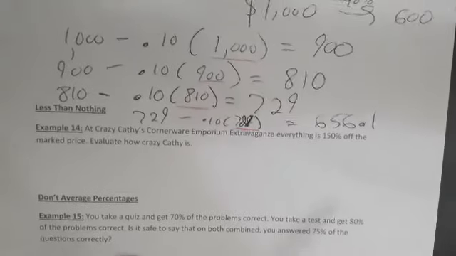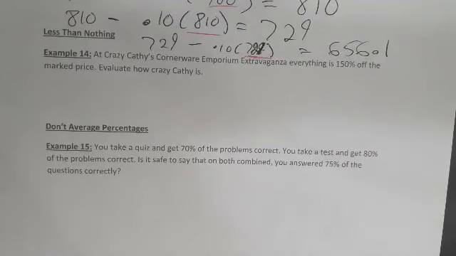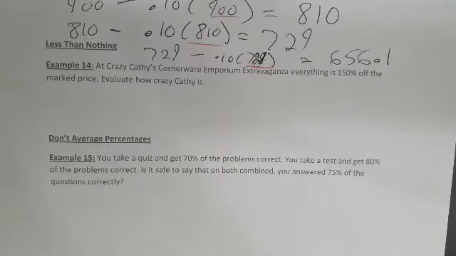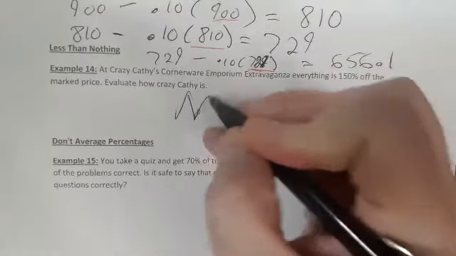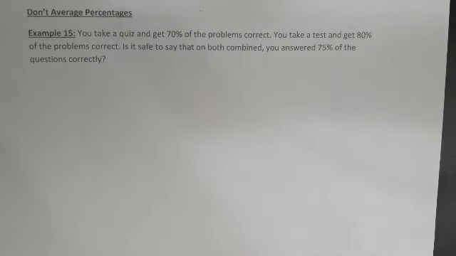Crazy Kathy's Cornerware Emporium Extravaganza. Everything is 150% off the market price. Evaluate how crazy Kathy is. So this is the less-than-nothing thing. You cannot take 150% off a market price. You are going to be giving money out. She's not going to make any money. She's going to be giving money away. So let's not do that. Tell her to stop.